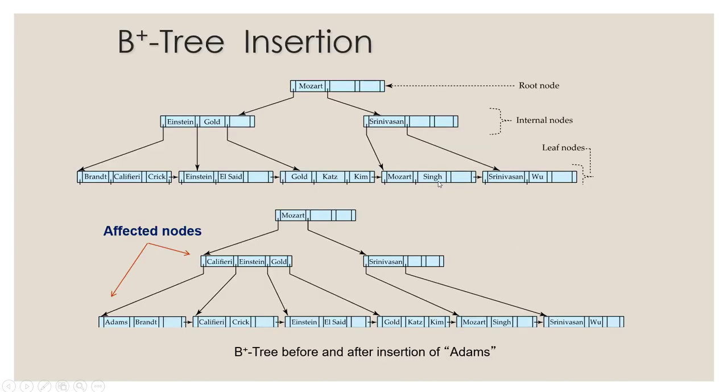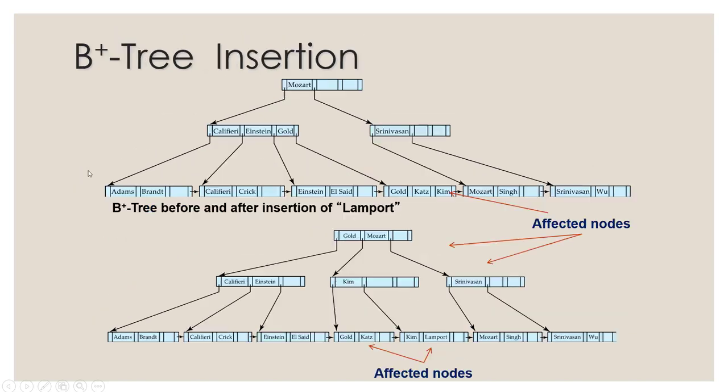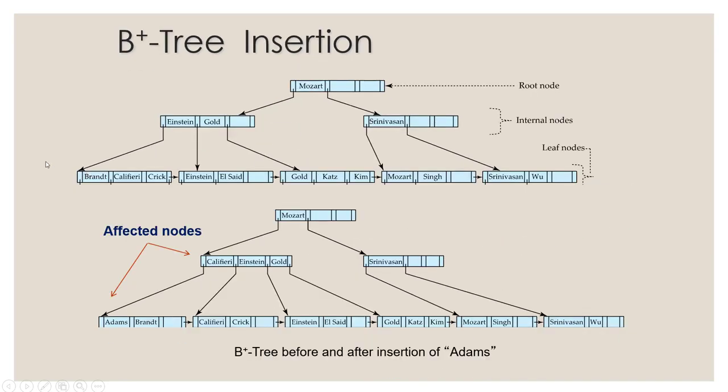Okay, so here I have an example of an insertion. So this is our original B plus tree. Okay, we are trying to add Adams. So where would Adams go? So you go to the root. Adams is less than Mozart because it starts with A. So I'm going to follow this one. Adams is less than Einstein. So I'm going to follow this one. And Adams should be right here.